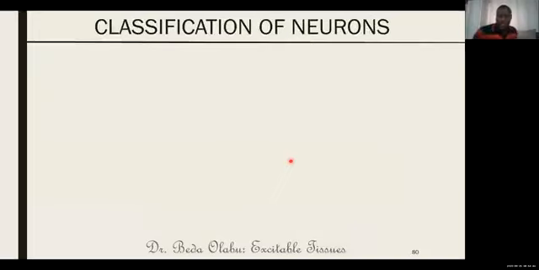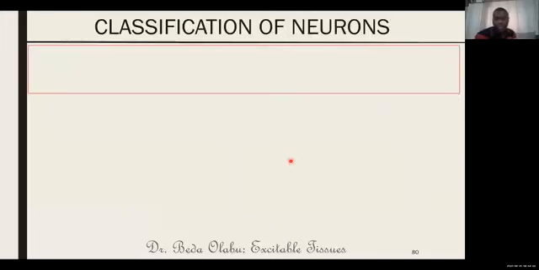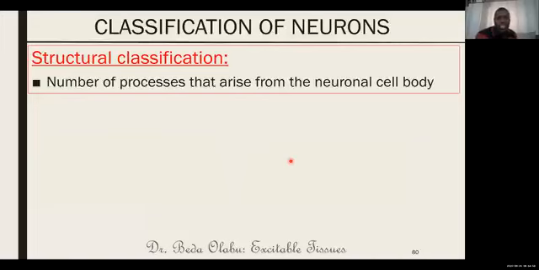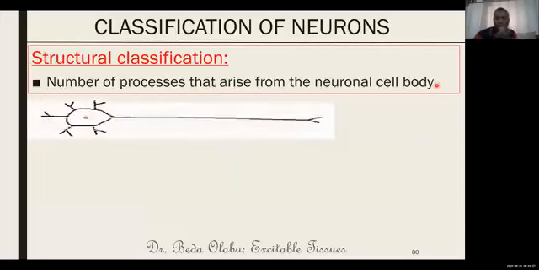How do we classify neurons? We classify neurons based on different concepts, but I'll teach you two. One of them is based on the structure of the neuron. So we call this the structural classification of neurons. Structurally, we classify neurons according to the number of processes that arise from the cell body of that neuron. For example, here, we see a neuron with 5 dendritic processes and 1 axonal process. So we can say this neuron has 6 processes arising from its cell body.